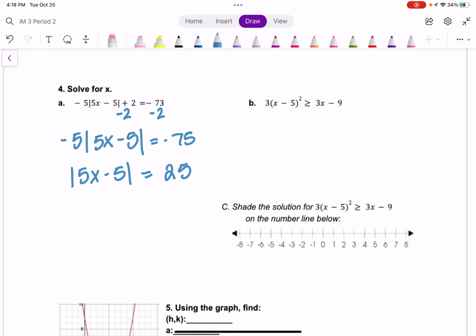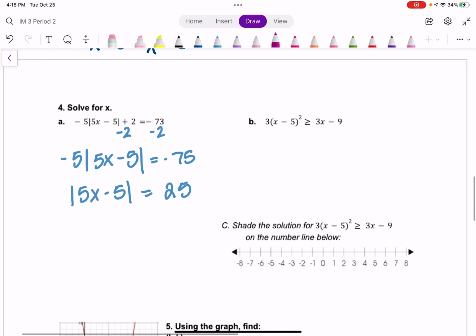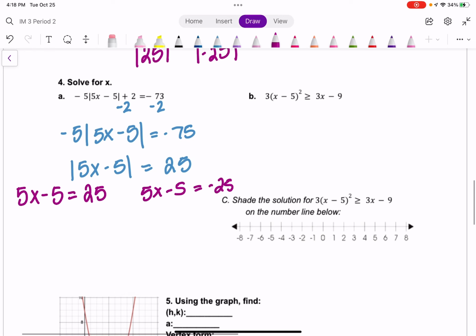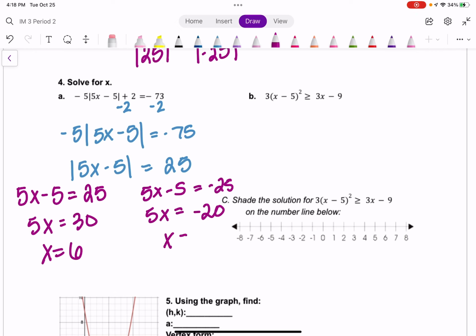If we have this absolute value equal to 25, remember there's 2 ways we could get that. We could either have a positive 25 on the inside, or we can have a negative 25. Either of those, when we take the absolute value, are going to equal 25. So we'll take our 5x minus 5, set it equal to 25. And we'll take 5x minus 5, set it equal to -25. Over here, we'll get 5x equals 30, so x is 6. And 5x equals -20, so x is -4.